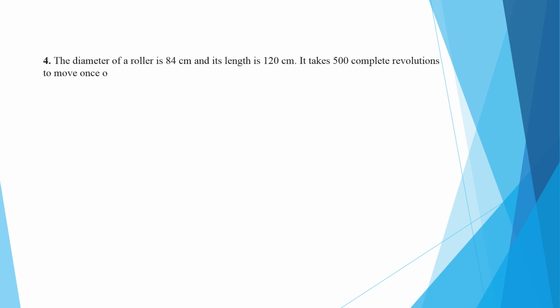Now coming to the next one, this is question number 4. In this question, the diameter of a roller is given. The diameter of the roller is given as 84 centimeter and its length is given as 120 centimeter. It takes 500 complete revolutions to move once over to level a playground. So we need to find the area of the playground in meter square. So let's begin the solution.